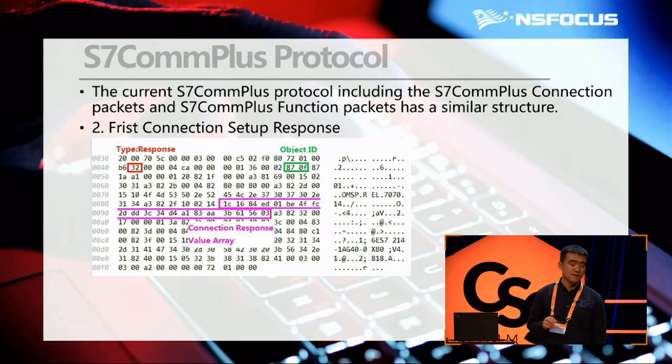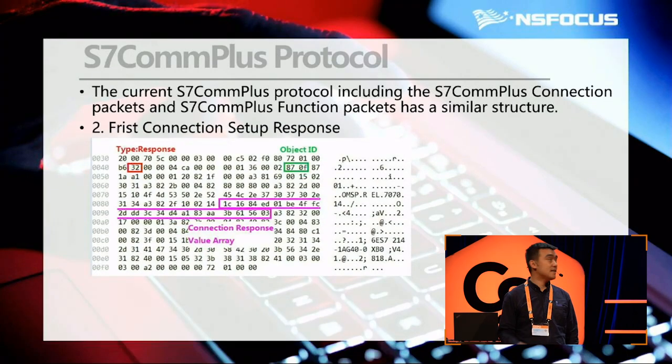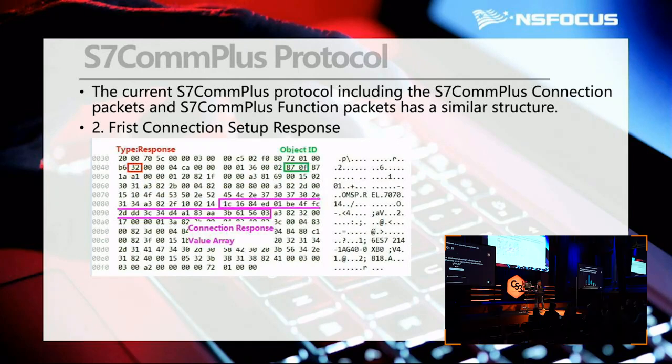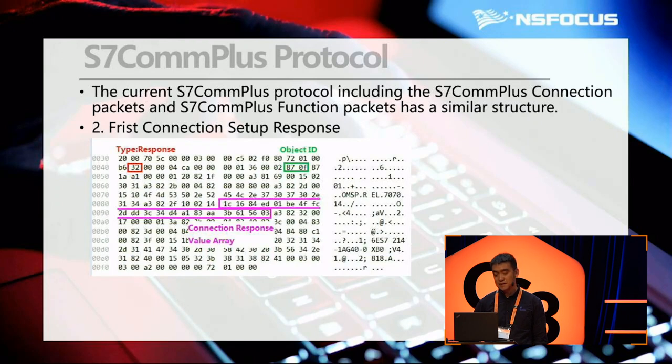After the PLC receives the first connection request packet, the PLC will send the first connection setup response packet to the computer. In this packet, we should notice two things. The green box is the object ID, and the pink box is the connection response value array. This is different in every connection. It is just a random value generated by the PLC.